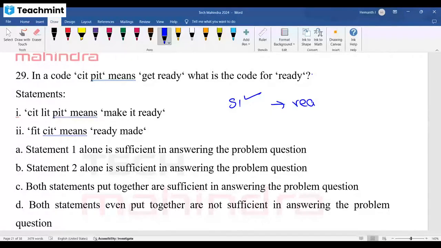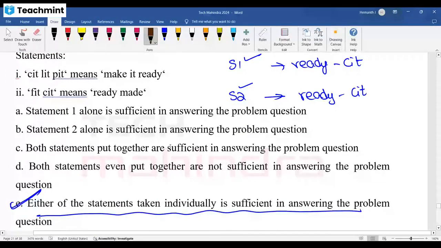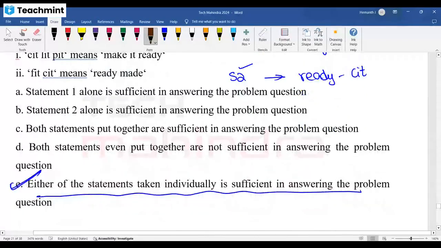But don't stop your journey there. Try two alone. Can I discuss with two alone? Two alone also you can do because common is ready, common is sit. So one alone, two alone means each statement alone. Do you need both put together? No, this is the one. See option E: either of the statements individually is sufficient. So don't stop your journey with one alone. Two alone also you can do here. So either of the statements taken individually is sufficient to answer the question.